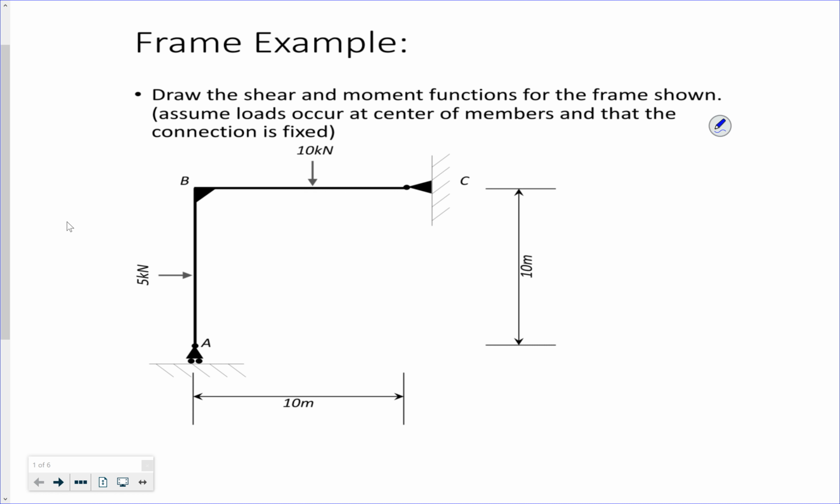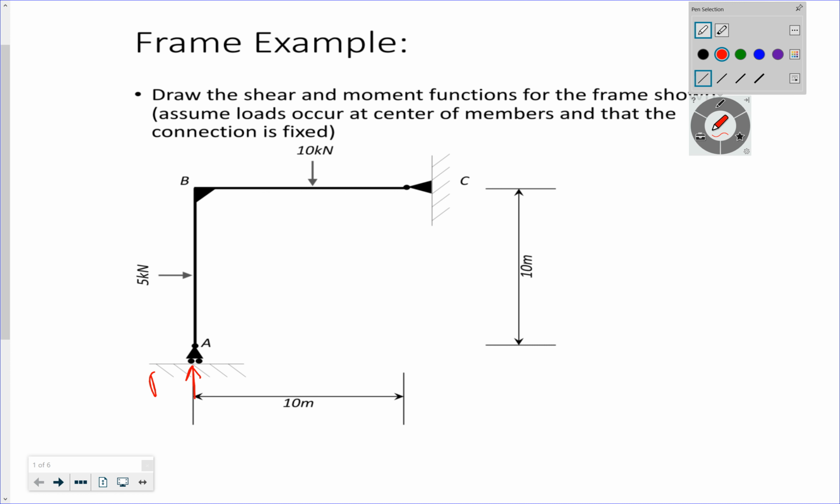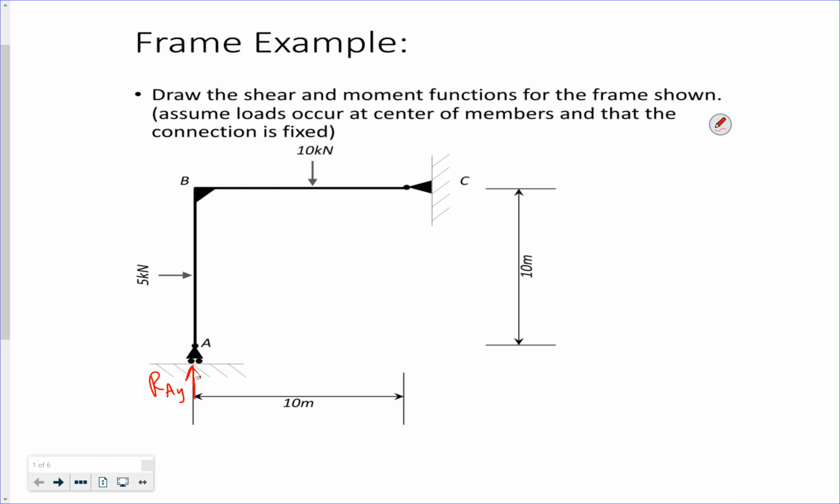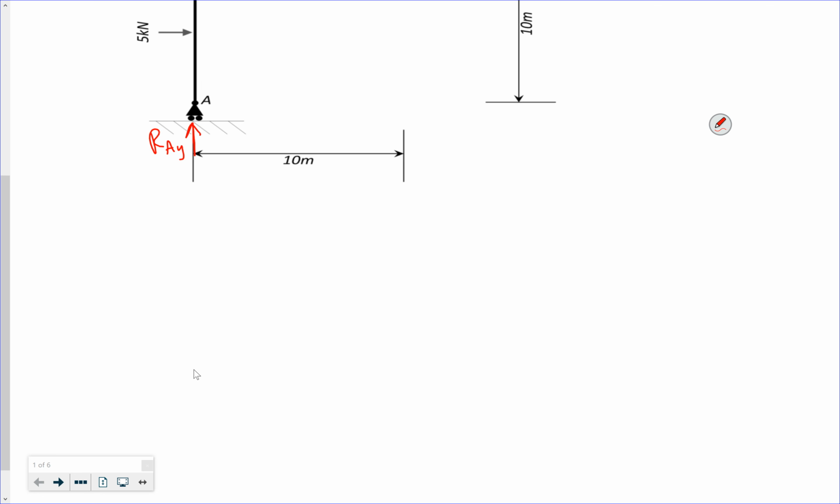First thing we do is solve for our reactions. So what reactions do I have? At A, I have a roller, so I have a vertical reaction at A. At C, I have a pin, so I have a horizontal reaction and a vertical reaction. You can assume directions and then the signs will tell you otherwise. And I'm assuming those loads occur at the center of the beam and the column.